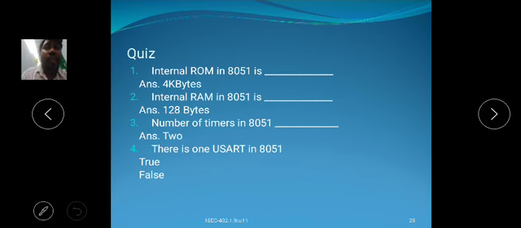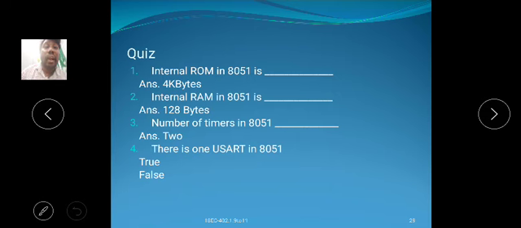The internal ROM in the 8051 is 4 kilobytes. Internal RAM in the 8051 is 128 bytes, not kilobytes, only bytes. The number of timers in the 8051 is 2 timers.